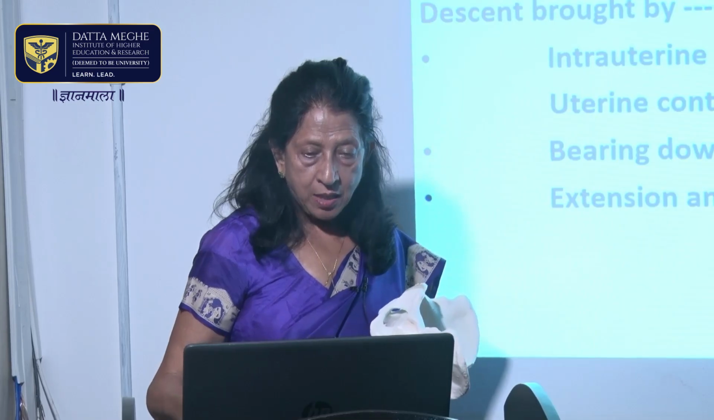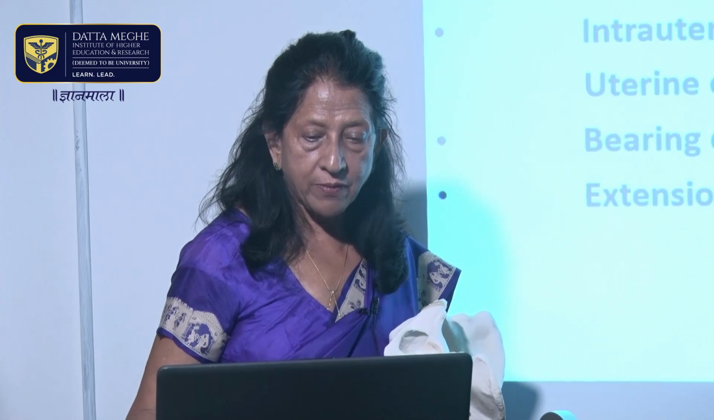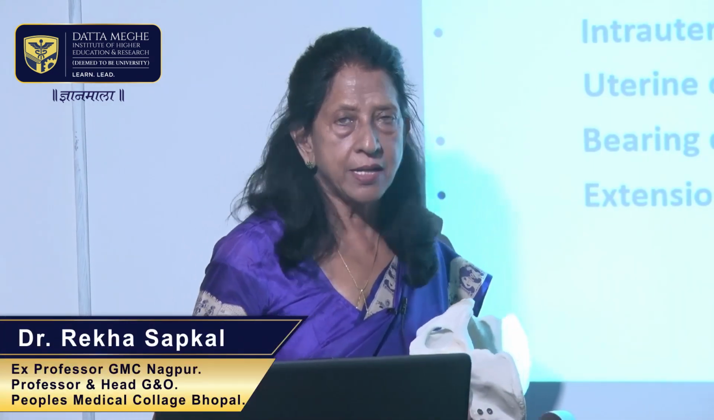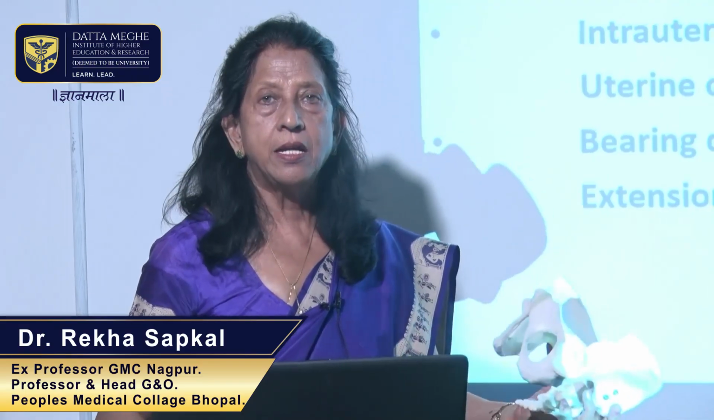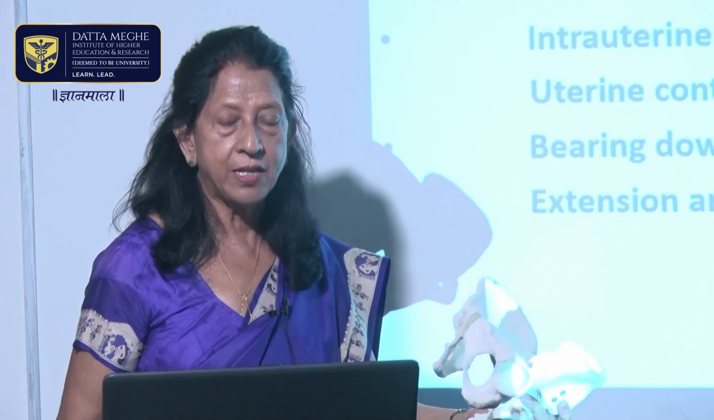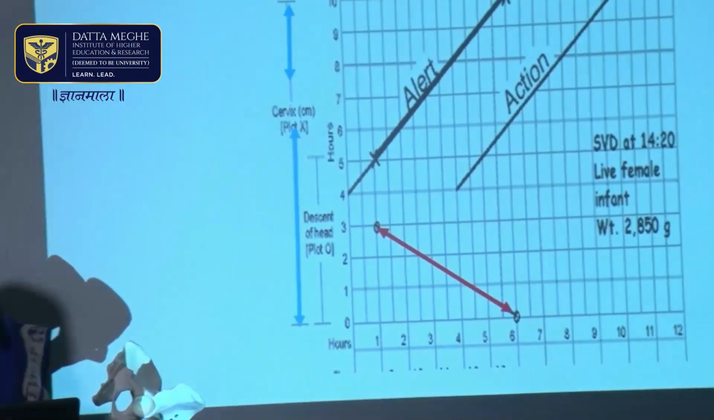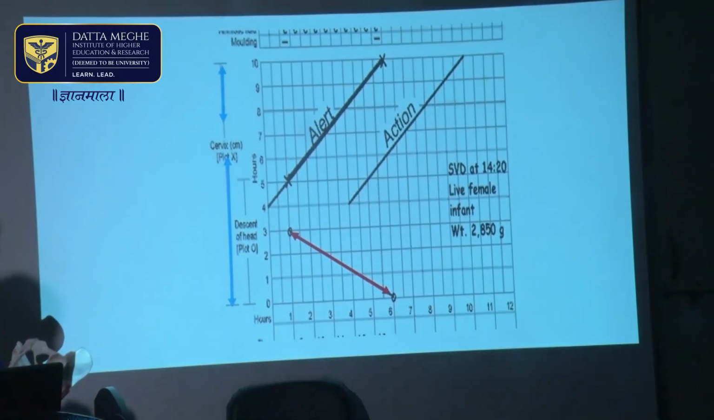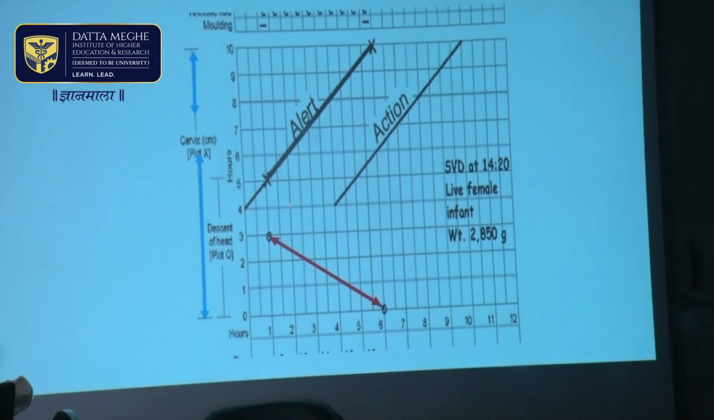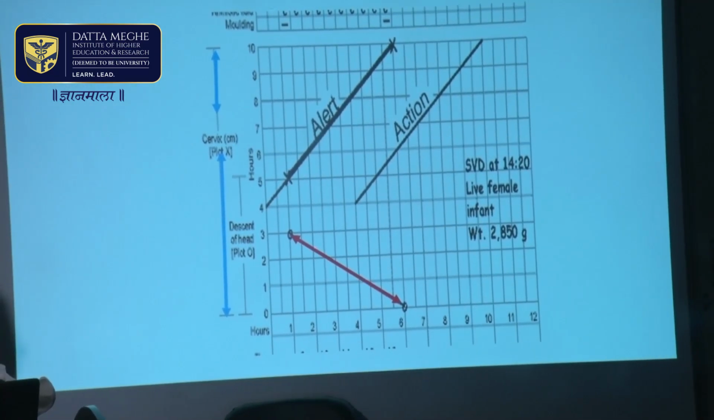Major descent occurs after 8 centimeter dilatation of cervix, and in second stage after 10 centimeter. Second stage itself indicates delivery after 10 centimeter. So, it is hardly 2 hours in primi, 1 hour in multigravida. So, the partogram is a method of monitoring the labor. Here the descent of the head is monitored on this line by marking at 0.